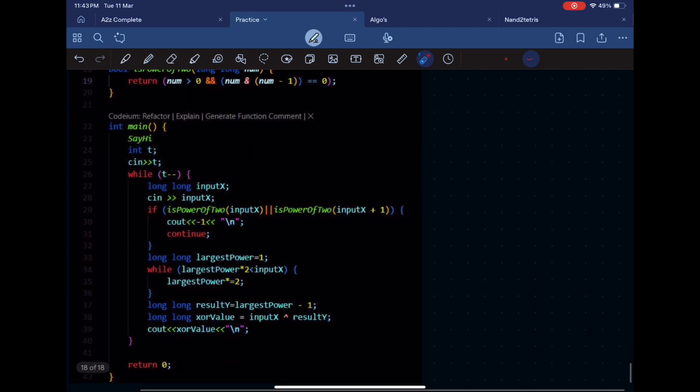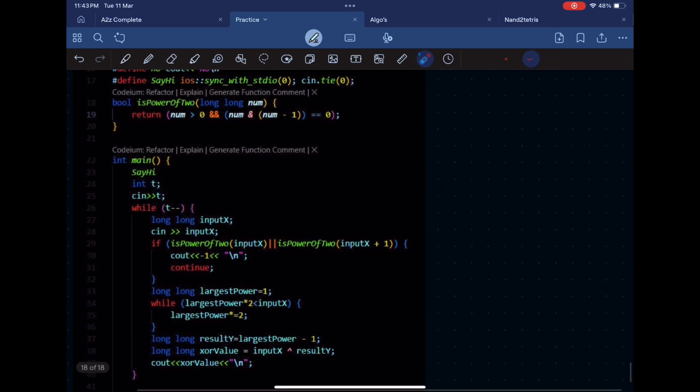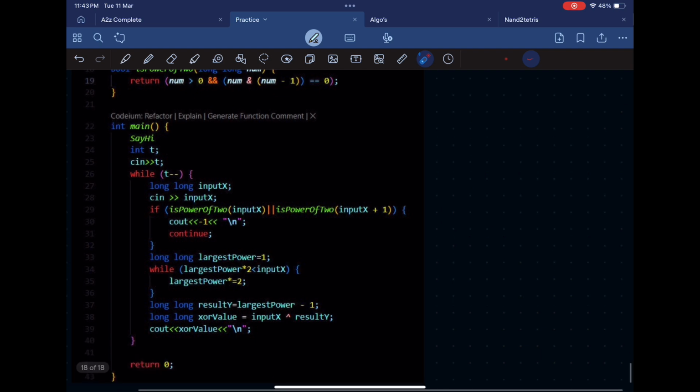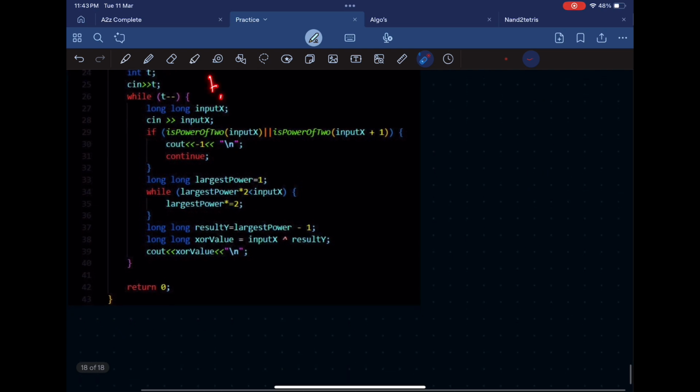So we are taking the number of test cases. Now input x. We are checking if input x, or input x plus 1, is a power of 2. How are we checking power of 2? num should be greater than 0, and if the AND operation of num and num minus 1 is equal to 0, it means that it's a power of 2. So it will return 1, and we'll just print -1 and continue. We'll skip that part and go for the next test case.